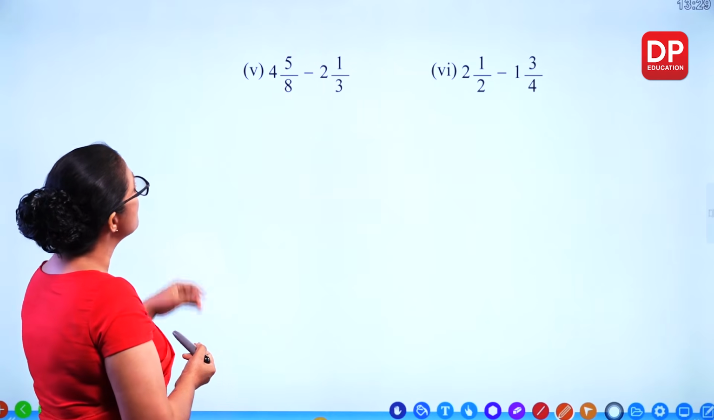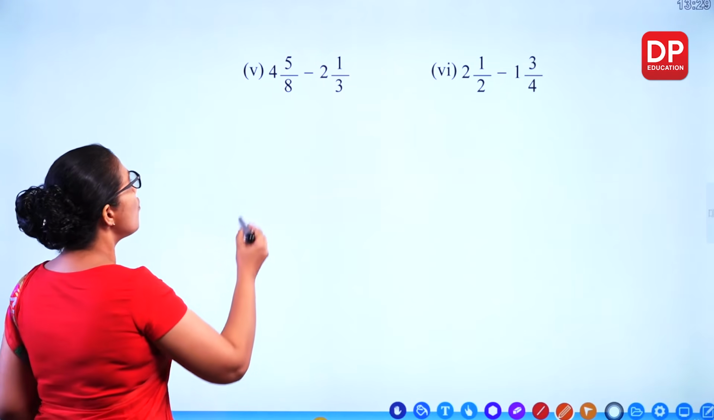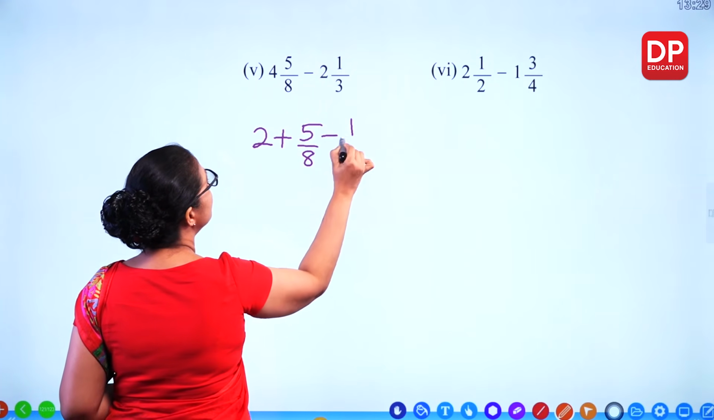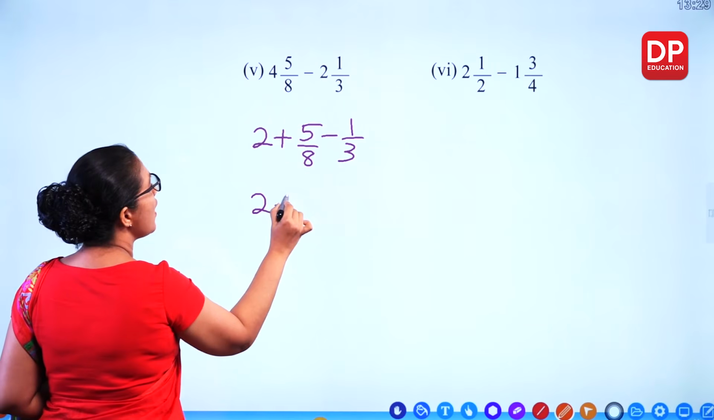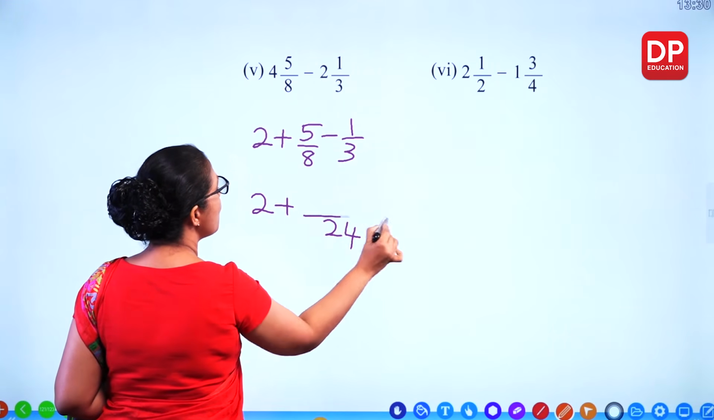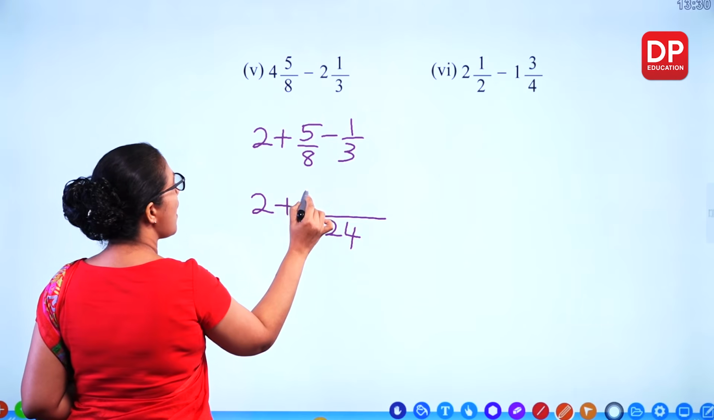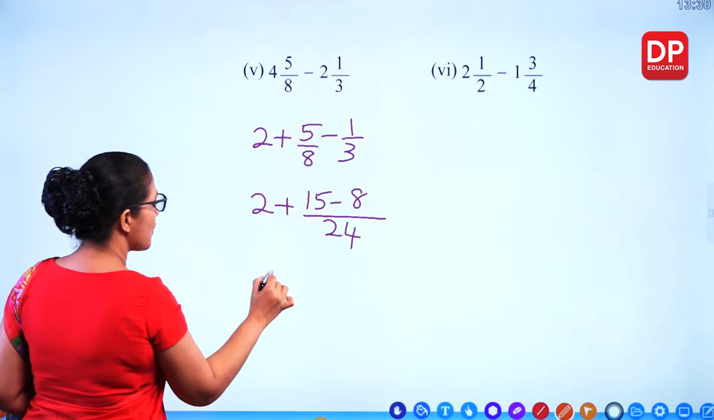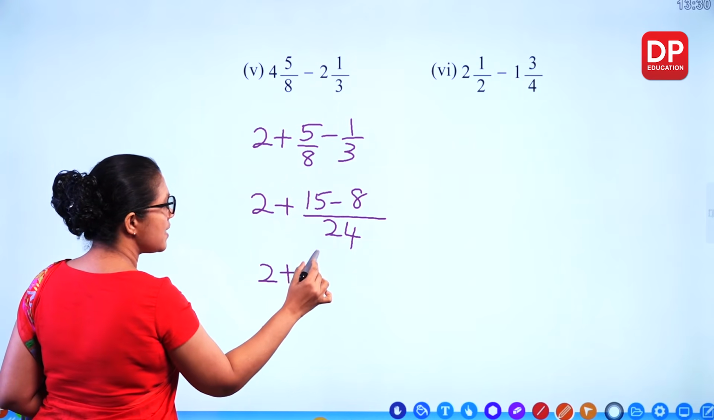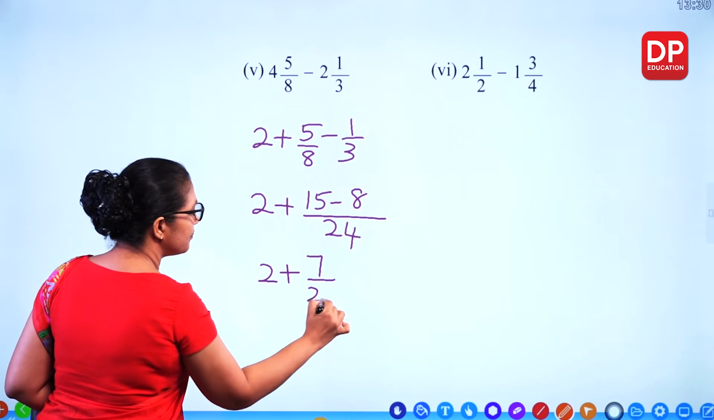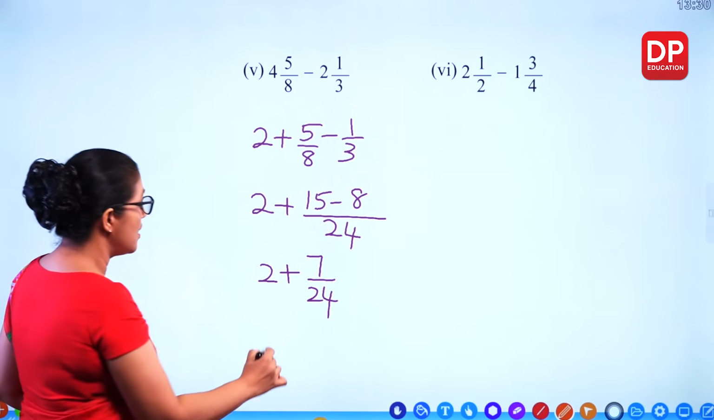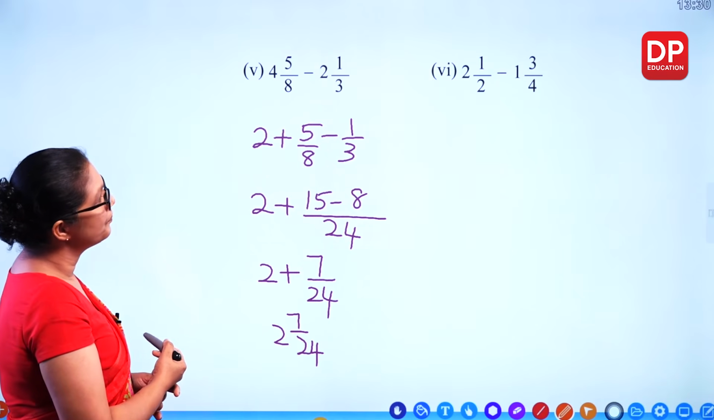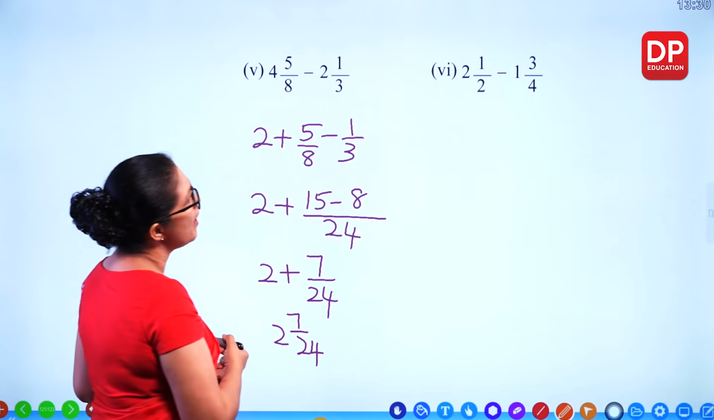So you can subtract the whole numbers first. 4 minus 2, 2. Then the fractions. What's the common one for 8 and 3? That's 24. So 3 times 5, 15. And 8 times 1, 8. So 2 and 15 minus 8, that's 7. So what's the final answer? 2 and 7 over 24.